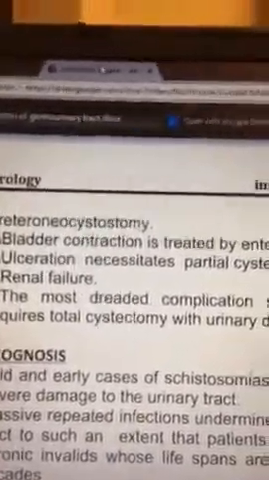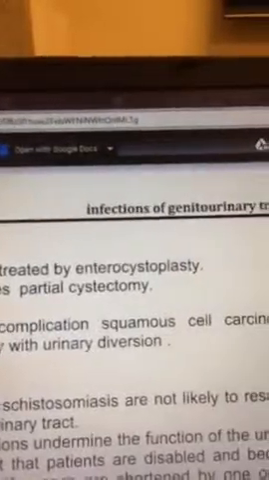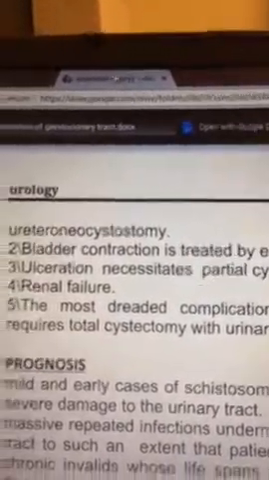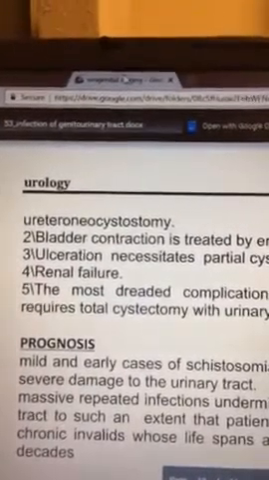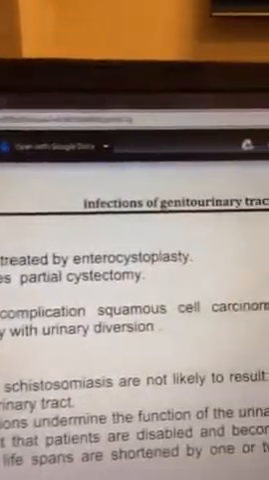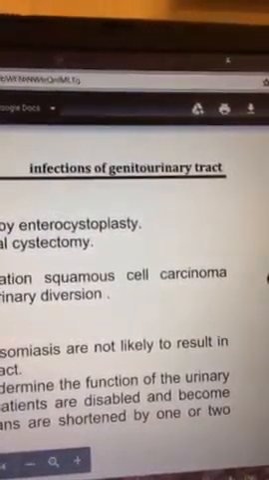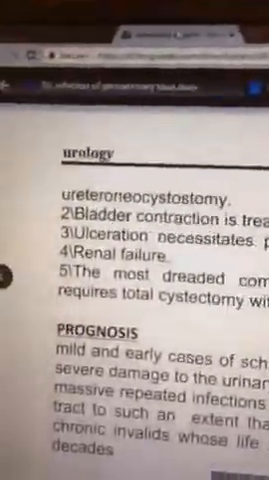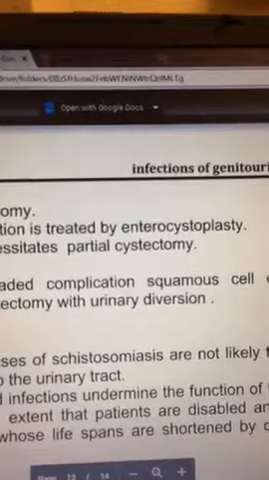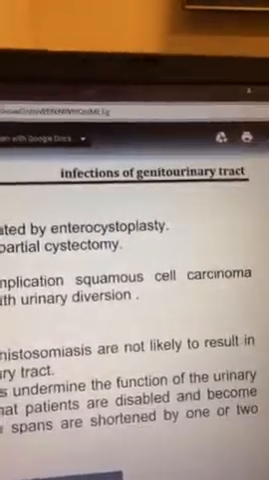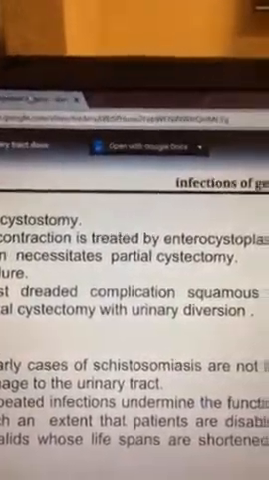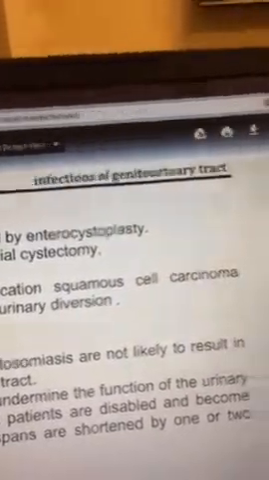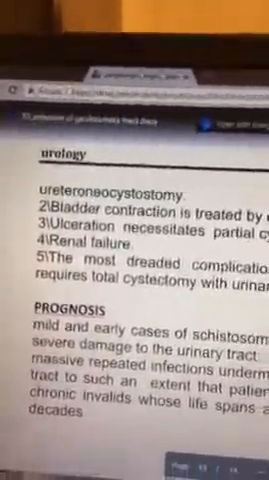The prognosis: mild and early cases of schistosomiasis are not likely to result in severe damage to the urinary tract. Massive repeated infections undermine the function of the urinary tract to such an extent that patients are disabled and become chronic invalids. Their life spans are shortened by 1 or 2 decades. That's briefly about schistosomiasis.